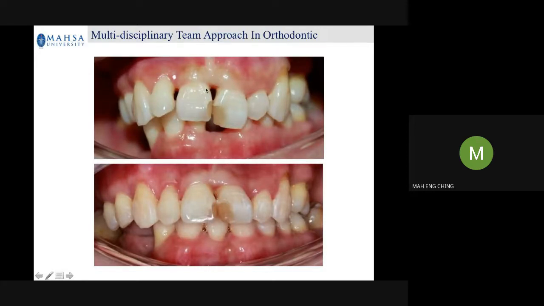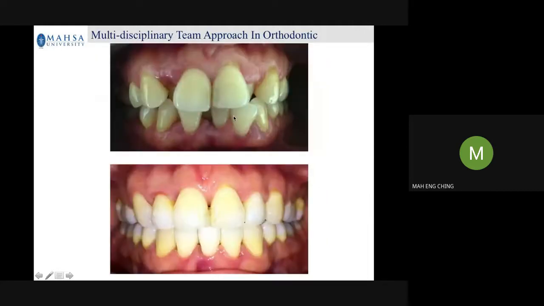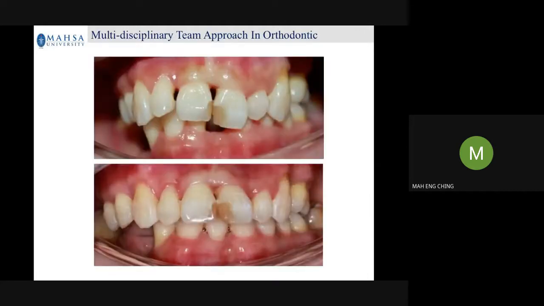So imagine if you don't do braces, you just want to cut the tooth and do the crown, you're going to end up with the pulp exposed. Of course, the result is not perfect. Like I say, when it comes to periodontally compromised patients, we go for simple treatment, an acceptable result, but not perfect.